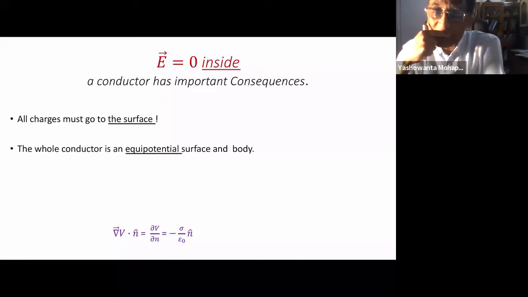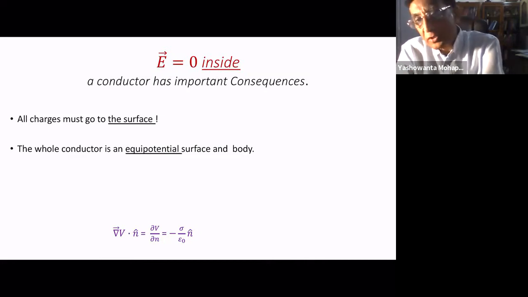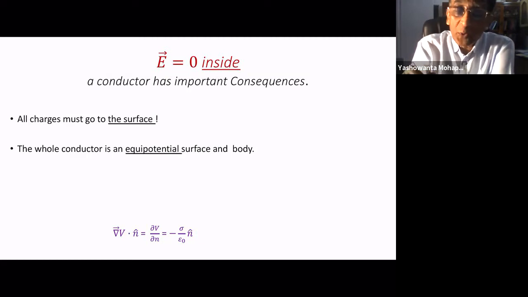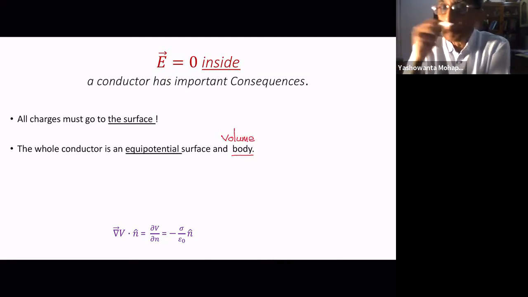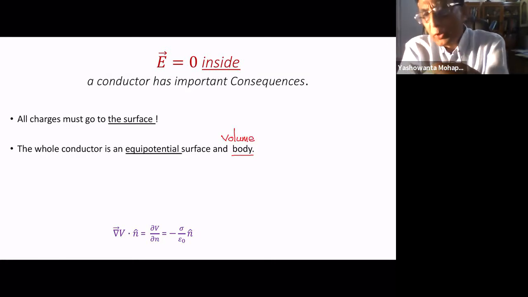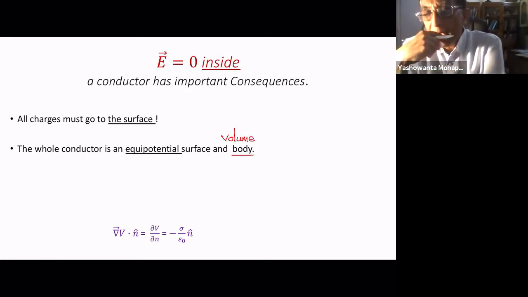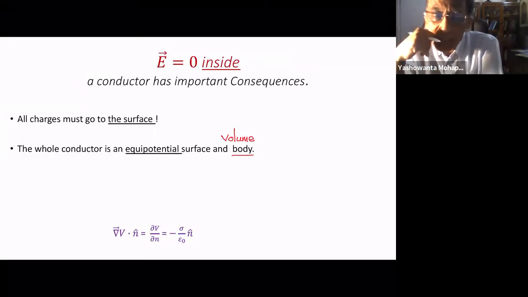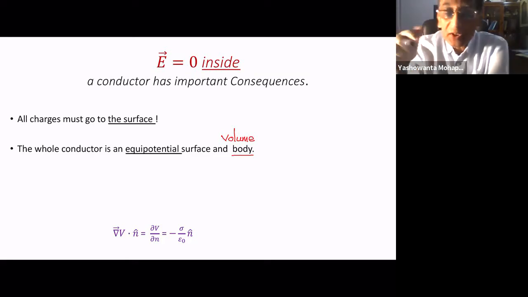Since E is 0 inside, whatever the potential is, it is the same throughout the surface and throughout the volume. That is an equipotential volume as well. There could be a potential because the surface charge could be rearranging. You could have given some net charge also, and it would have gone to the surface. But if you ground it, then the whole thing gets grounded, 0. So it's an equipotential.